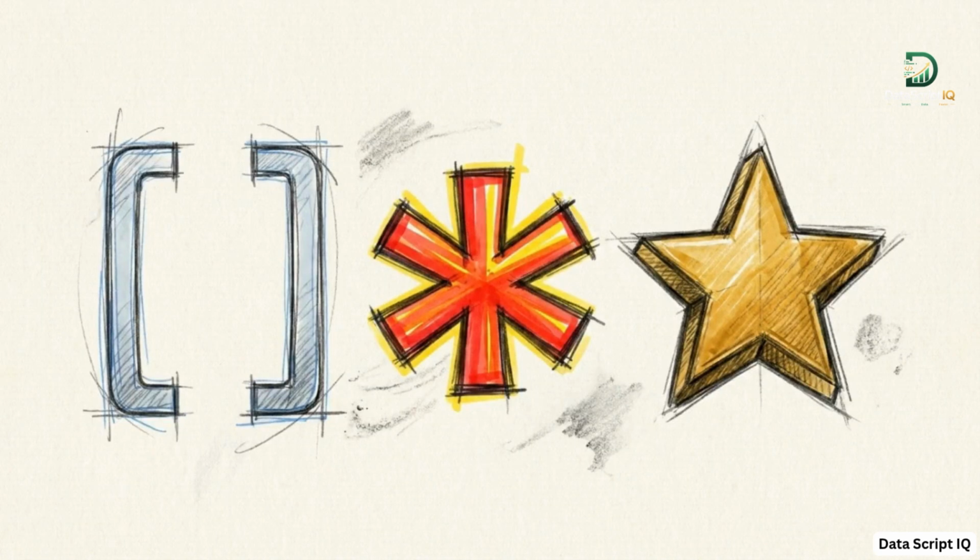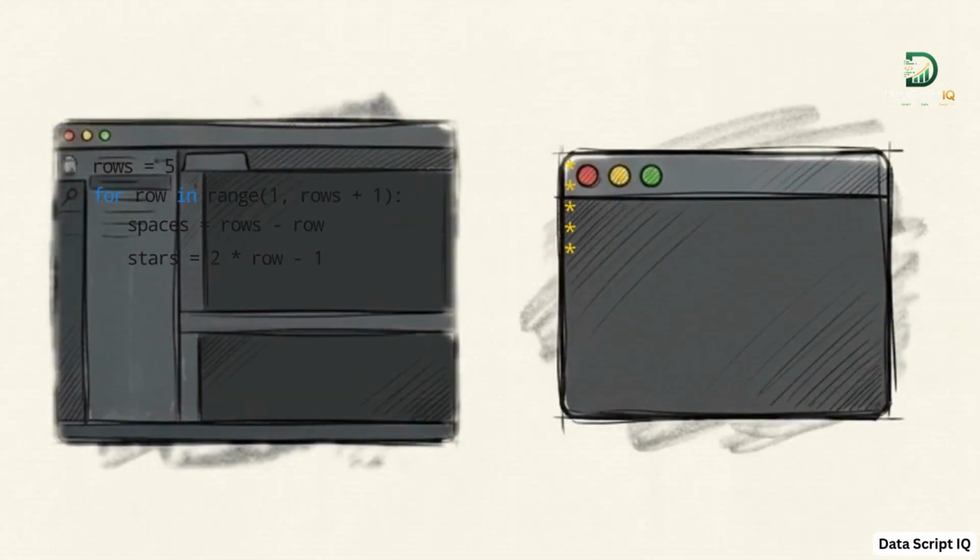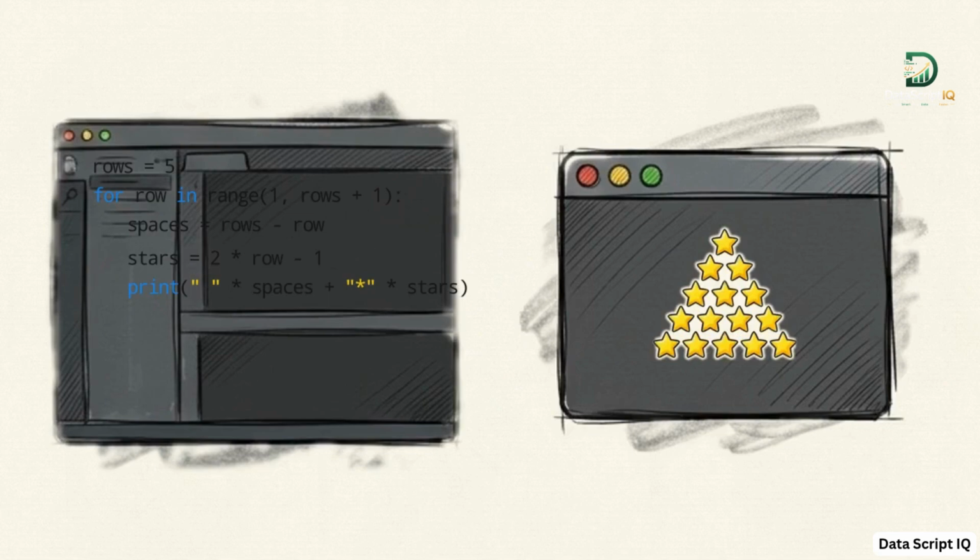We will use Python's string multiplication to combine our calculated space and star variables into a single line. This diagnostic screen shows what happens if you print characters individually without formatting strings. Instead of a pyramid, the terminal displays a broken vertical line. To correctly concatenate the characters, this split screen displays our final print statement. Print, open parenthesis, a blank space in quotes multiplied by spaces, plus a star in quotes multiplied by stars. The terminal immediately updates to display properly aligned rows.